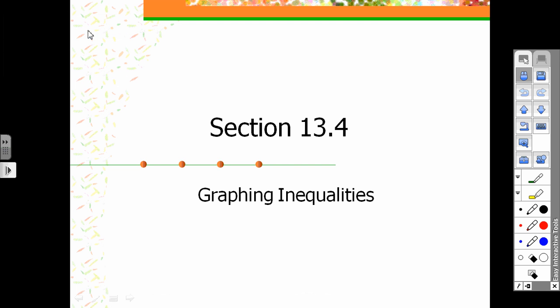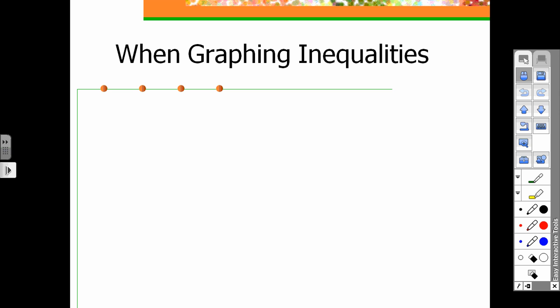Okay, so section 13.4, we are now going to translate from graphing lines into graphing inequalities. And our inequalities will have x and y in them. So it's not just graphing x is greater than 2. All right, so we have some rules that we need to follow when graphing inequalities.